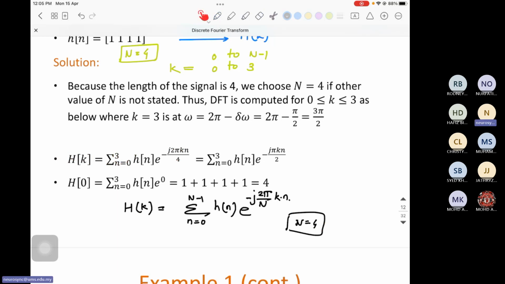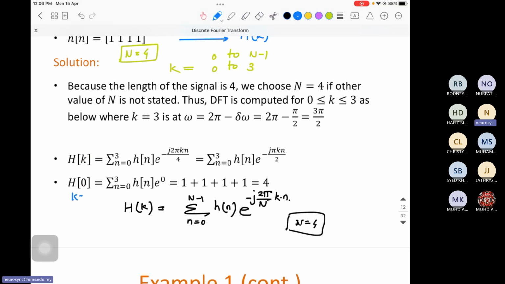So in this case, what you will get here? h of n, e to the power, if you simplify this, j times pi k n divided by 2. Now find the value for each k. So I will say this is H of each k. This is k, because k we are varying from 0 to N minus 1.